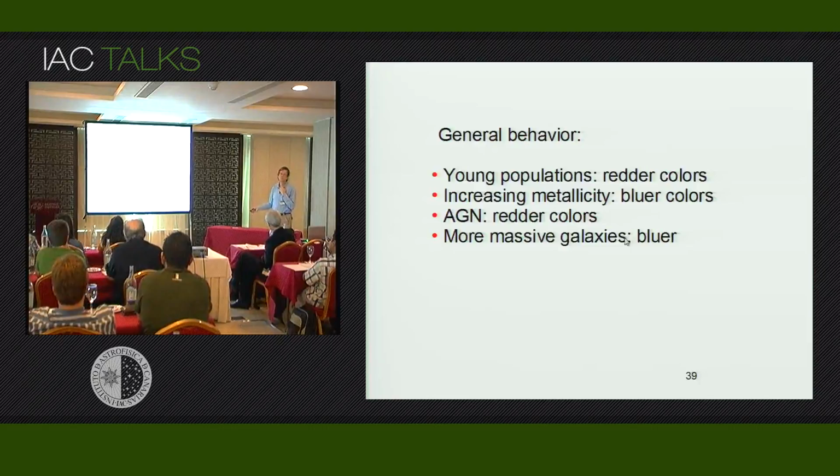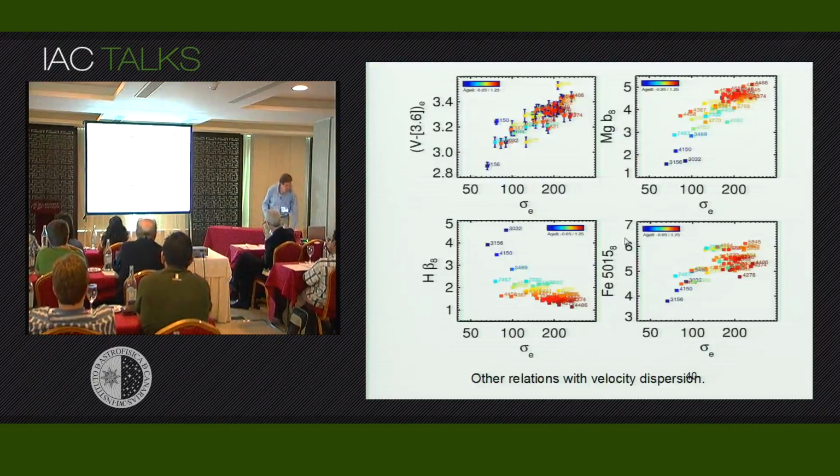So this is the behavior in general of this color. Young populations get redder colors. Increasing metallicity gives bluer colors, AGN gives redder colors, and more massive galaxies also have bluer colors.